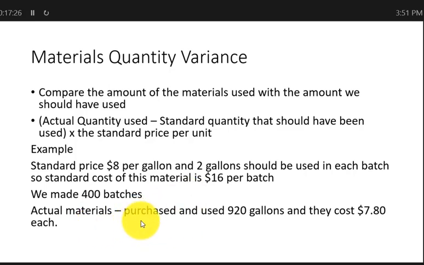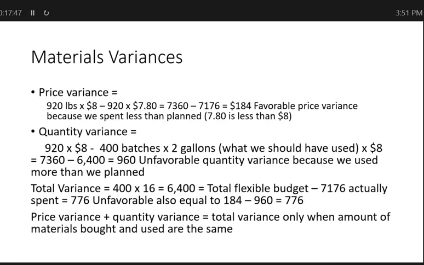Now, actual materials: we purchased and used 920 gallons, and they cost $7.80 each gallon. So there's the amount we've actually paid, 920 times 7.80. Our price variance is calculated by taking the actual amount we bought times the standard, and then doing the same thing and multiplying it by the actual.